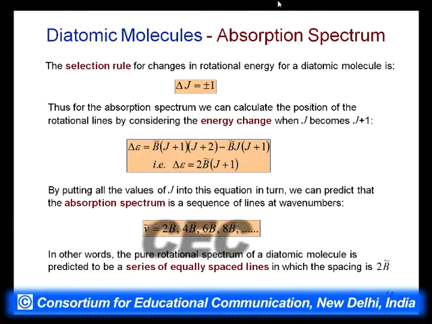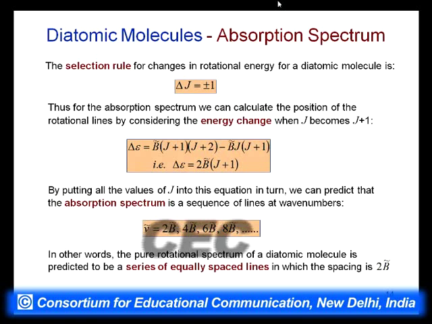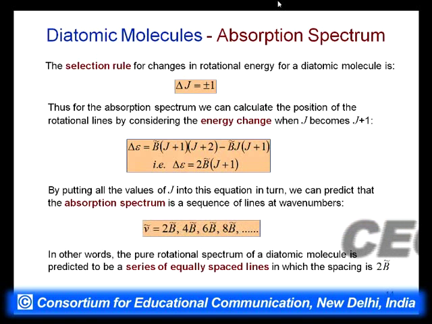The first line will be at 2B bar, then for J is equal to 1 it will be at 4B bar, and for J is equal to 2 it will be at 6B bar, and so on, because you are going on increasing it by 1 all the time. So, you get a sequence of lines at 2B bar, 4B bar, 6B bar, 8B bar, and what we find is that the separation of these lines is 2B bar, from which we can measure the rotational constant as the spacing between two rotational lines.